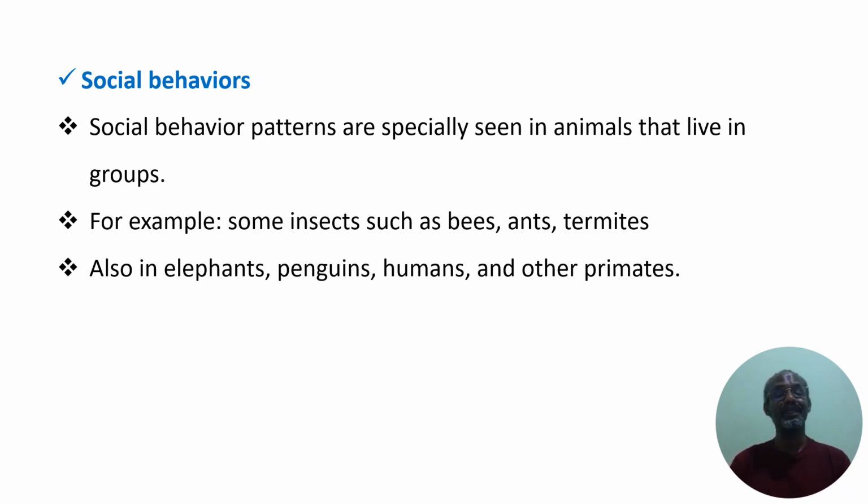For example, some insects such as bees, ants, termites. The type of sociality that these insects show is sometimes known as eusociality, the true sociality. What is the criteria for eusociality? One criteria is the fact that there are different individuals in the nest, like in honeybees and termites.